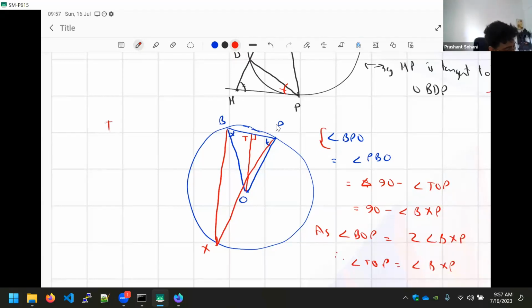Okay, so I can call this theme 2. And what name can we give to this theme? Maybe isosceles triangle in a circle. Something like that. I don't know. Maybe you can come up with a better name. Okay, so if this part is clear, can we apply that in our question?